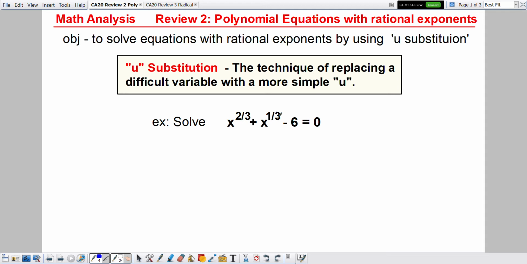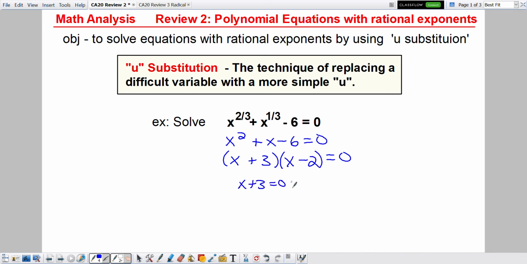Now, I'm going to just go ahead and give you an example of this. If this was something like this, x squared plus x minus 6 equals 0, if it didn't have those fraction exponents, I think almost anyone would be able to solve it just by factoring. So you would factor it like this. You just go ahead and say, well, I know the factors of this. It's x plus 3 and x minus 2. And you say x plus 3 equals 0, or x minus 2 equals 0, and you end up getting two solutions.